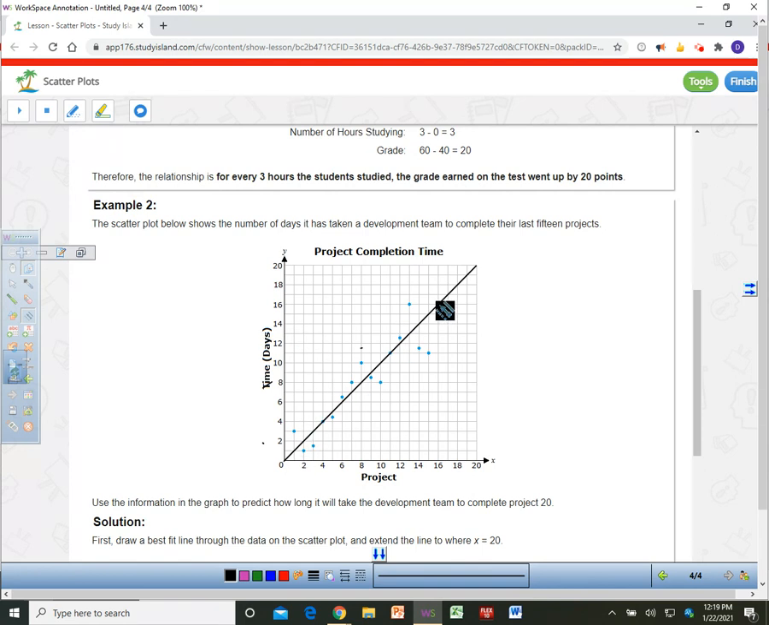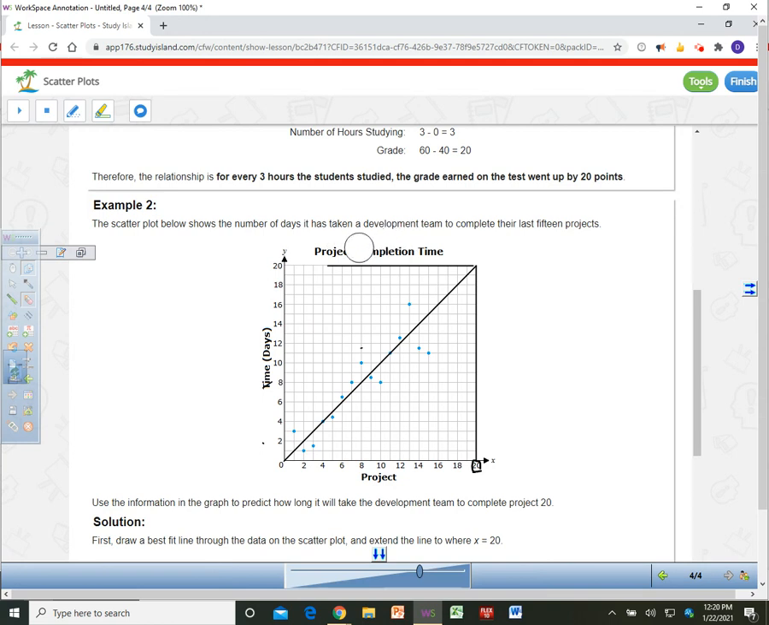And now what they want us to do after we have drawn in a line of best fit is figure out, if we were to predict, how many days it would take them to complete a 20-day project, or project 20, I should say. So if we're looking at our line of best fit that we just drew in, we go over to project number 20, which is right here, and I go straight up until I hit my line of best fit. I made a triangle, which is fine. And then I'm going to go straight over to figure out how many days I should predict that would take. I'm predicting that would take about 20 days.